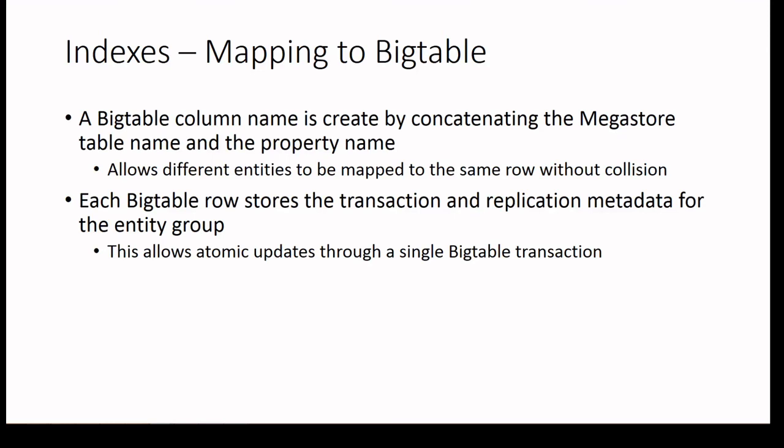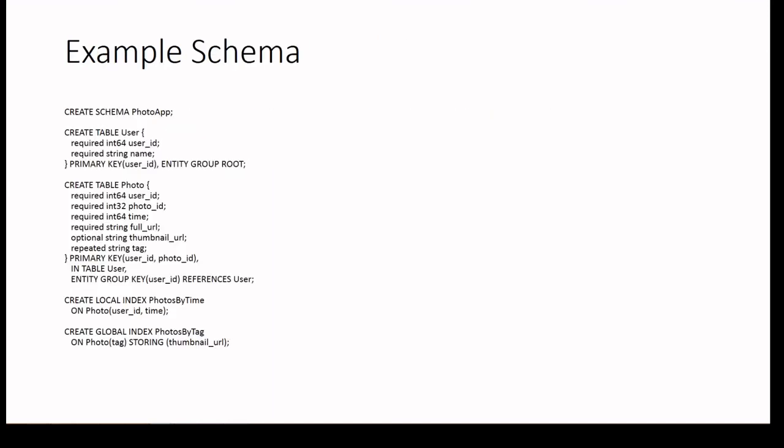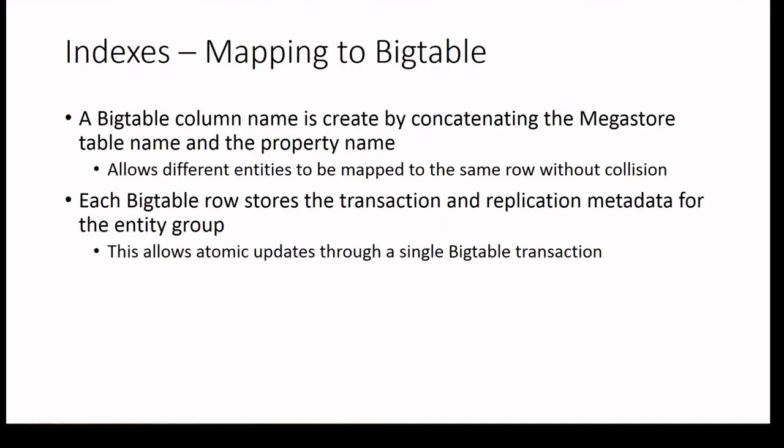Well, a Bigtable column is created by taking the Megastore table and concatenating it with the property. So for example, we would have photo concatenated with user ID. This would get us the string photo user ID. That concatenation gets us the Bigtable column name. This was chosen because it allows different entities to be mapped into the same row without collision, by forcing each entry to be unique.